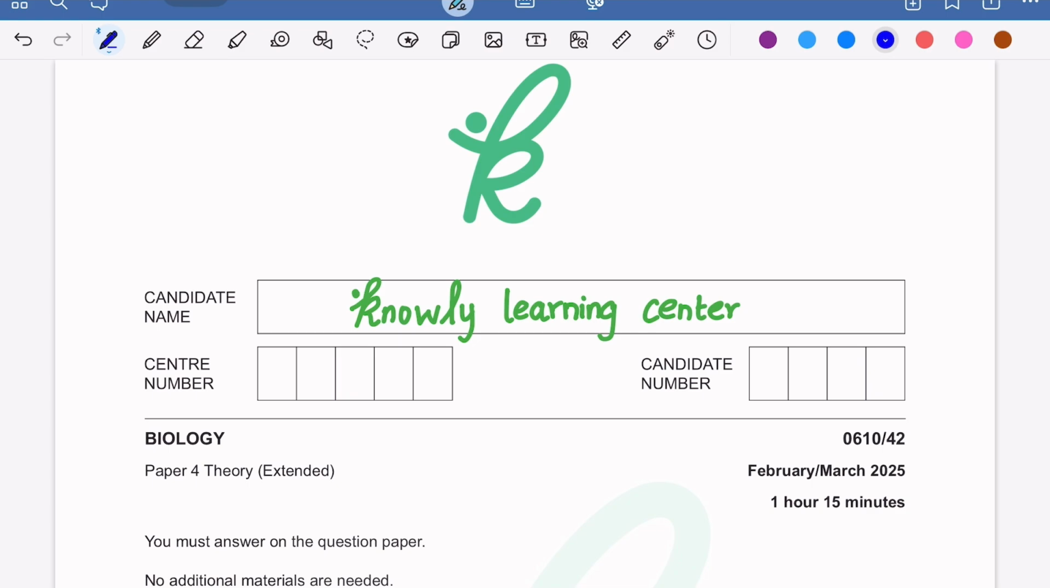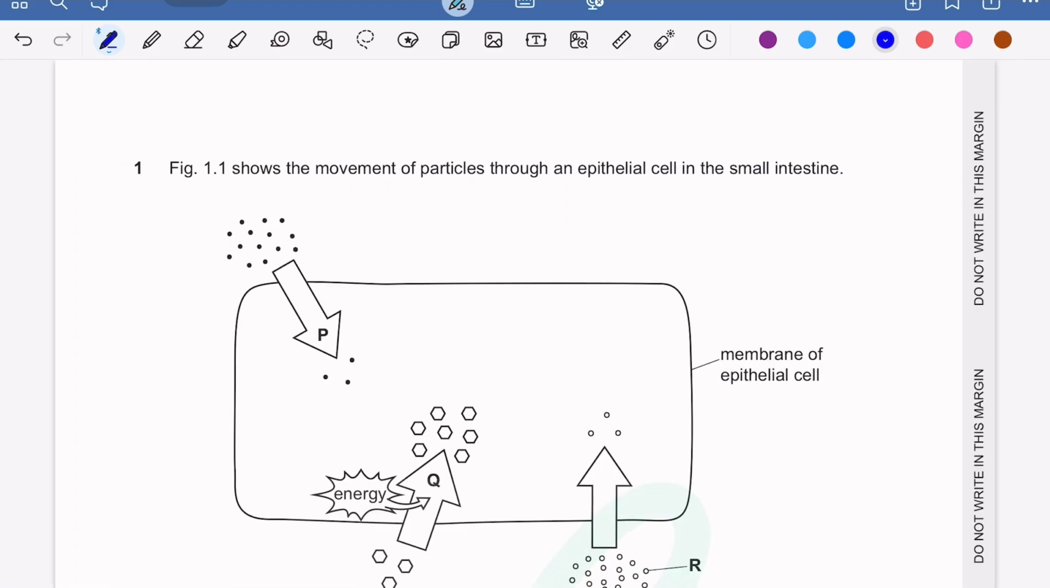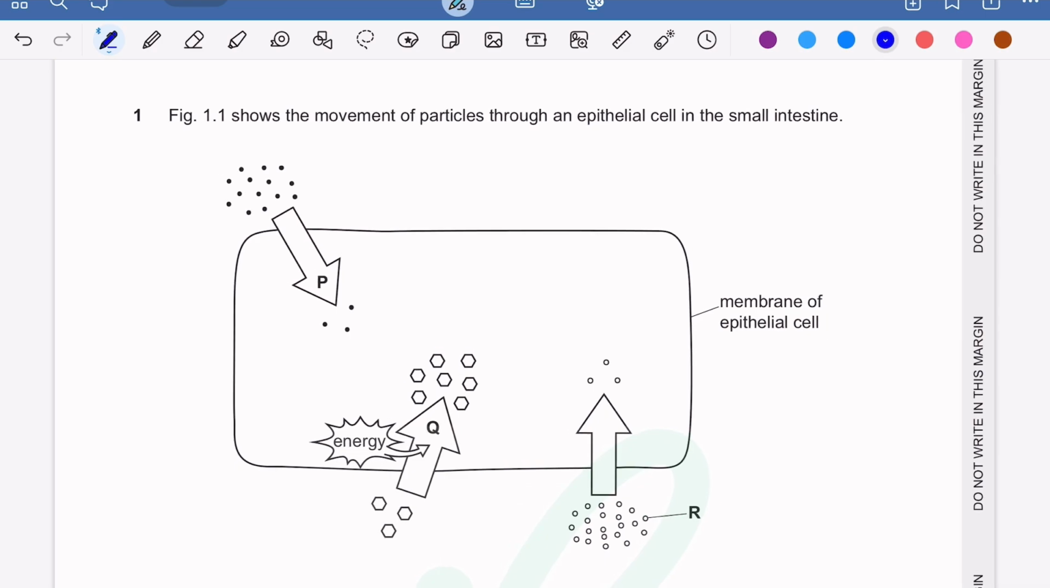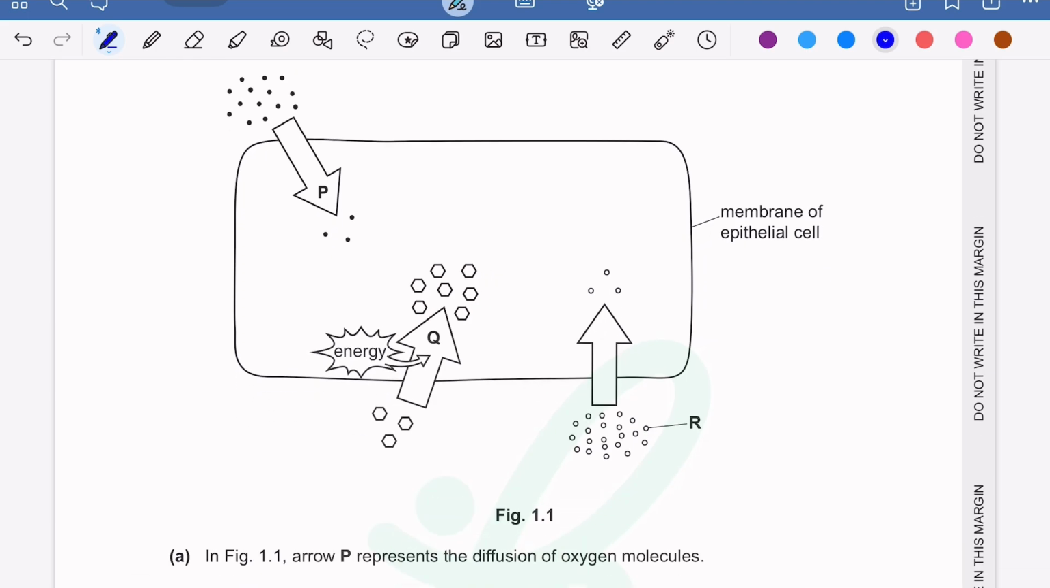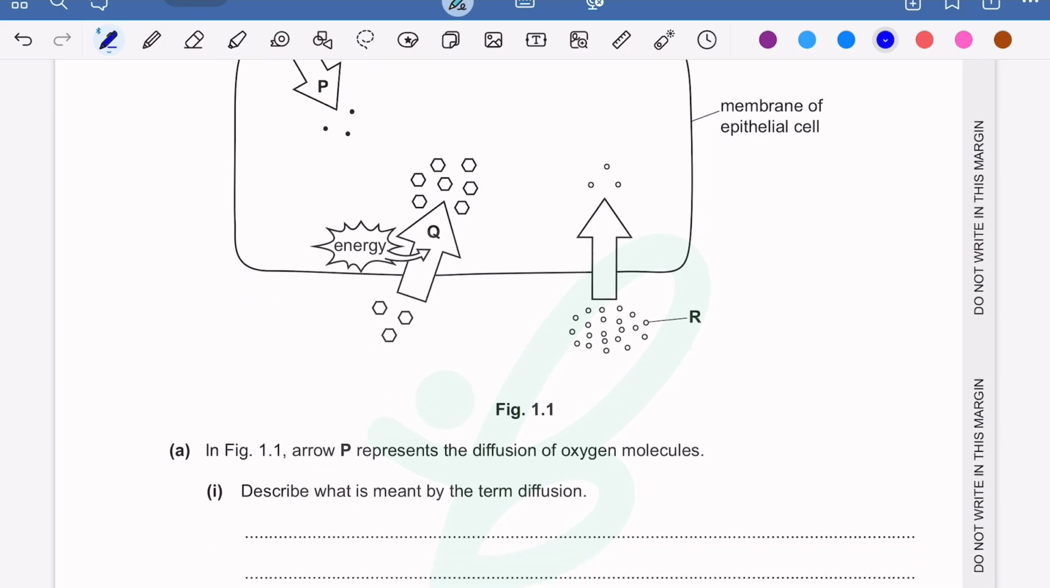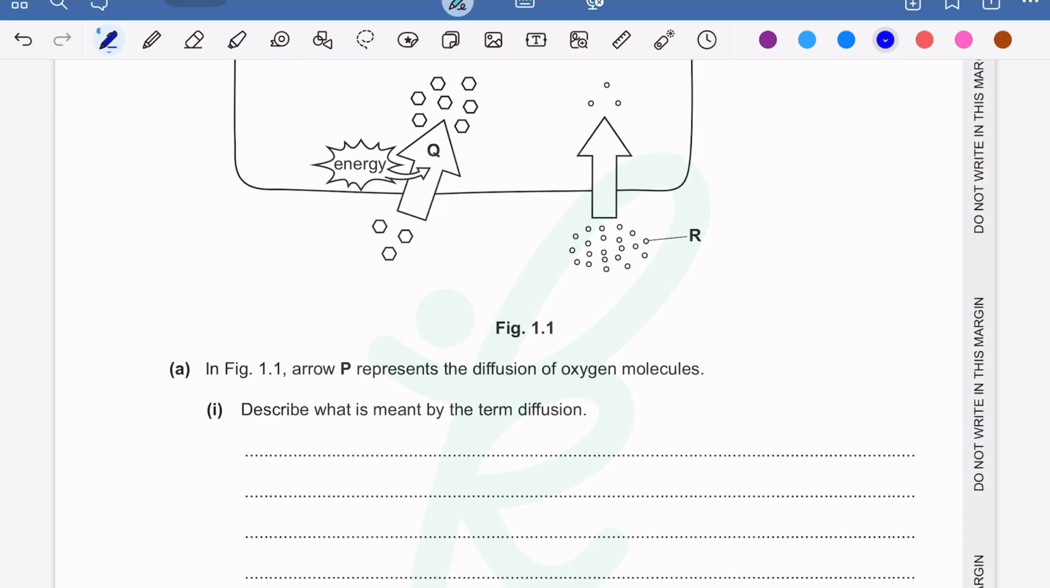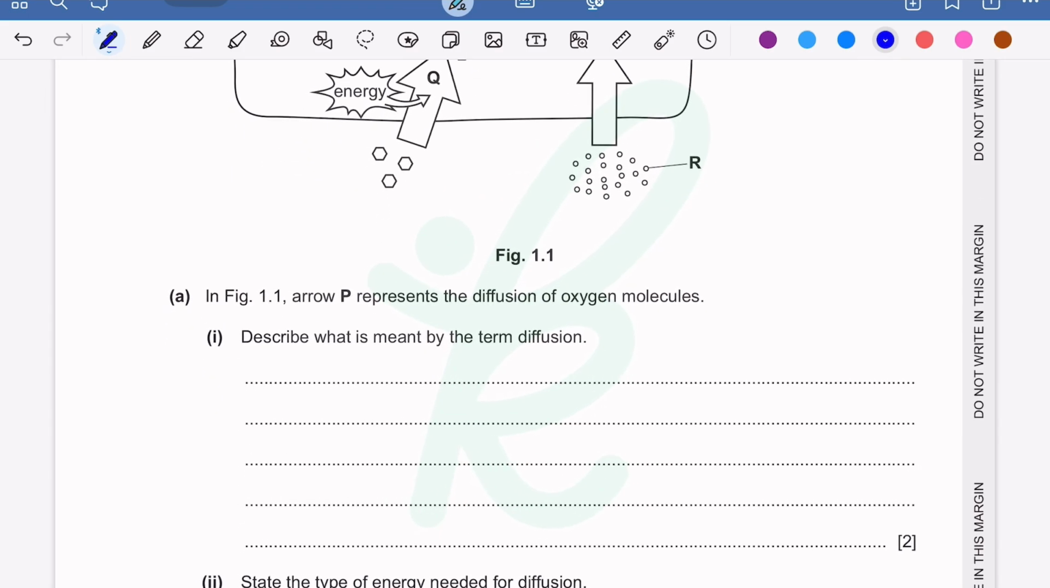Today we are going to solve a biology paper 4 of Feb March 2025. Let us begin with the first question. The question says, Figure 1.1 shows the movement of particles through an epithelial cell in the small intestine. In figure 1.1, arrow P represents the diffusion of oxygen molecules. Describe what is meant by the term diffusion.